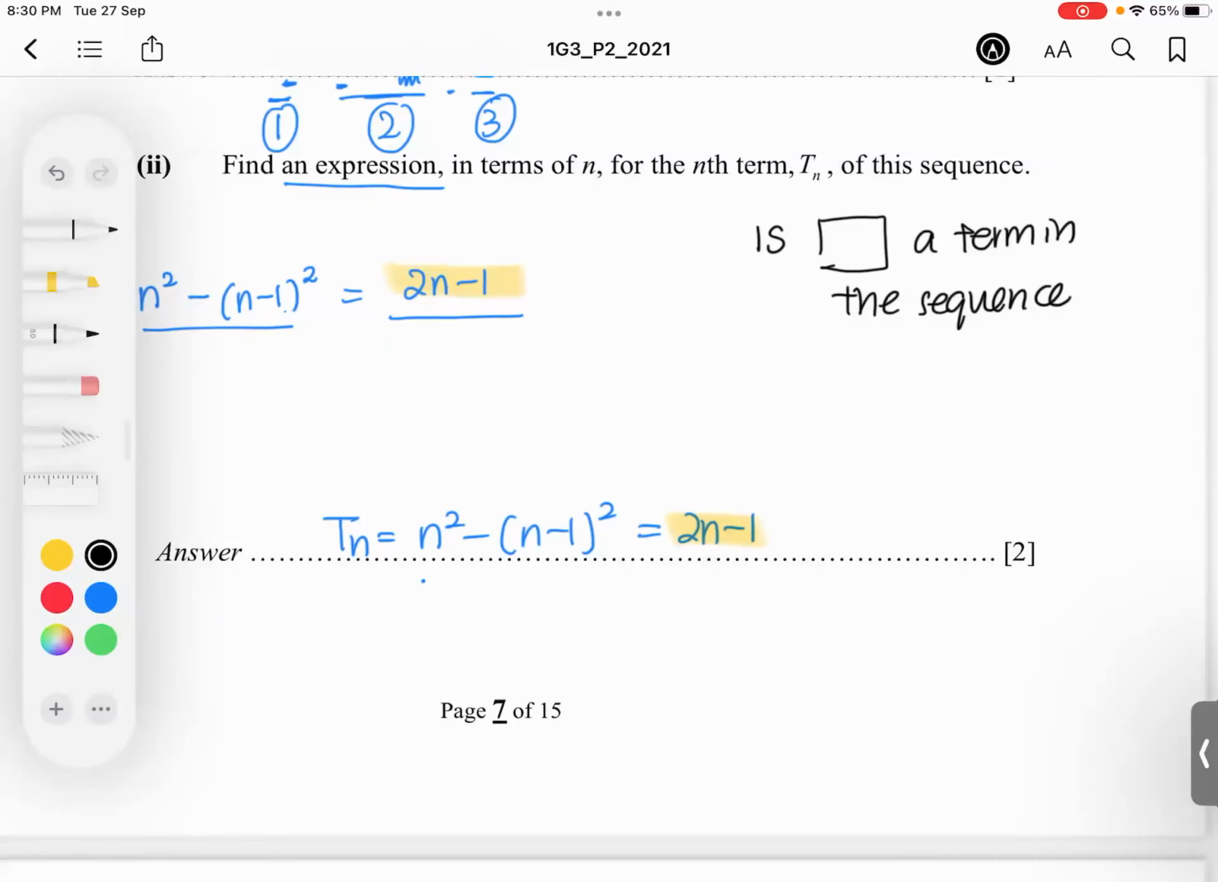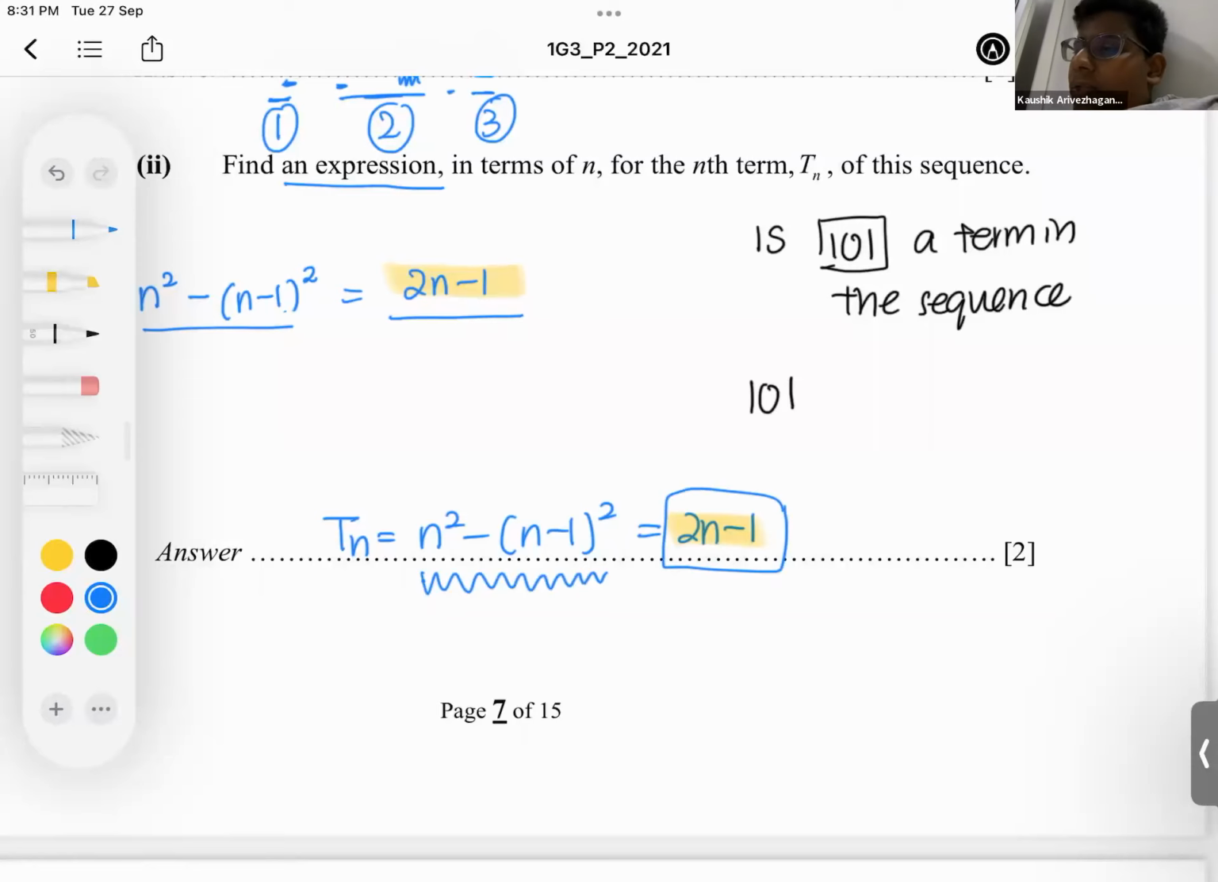All right. So let's say, for example, I put a number, maybe 101. Is it inside this sequence? So I can take 101, I equate it. Am I going to equate it to the n squared minus n? Or should I equate it to this yellow color portion? Which one is easier? Yellow color. Correct. So use the yellow color portion.